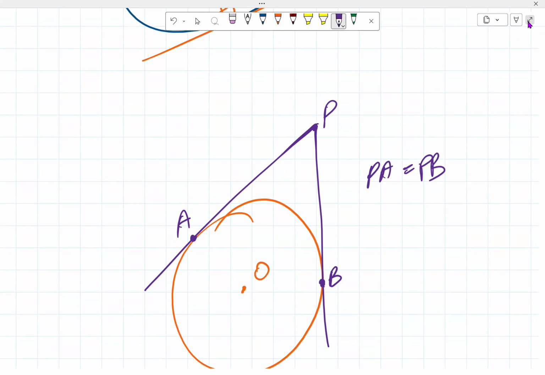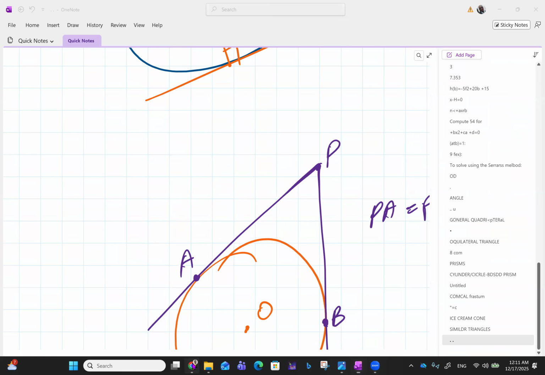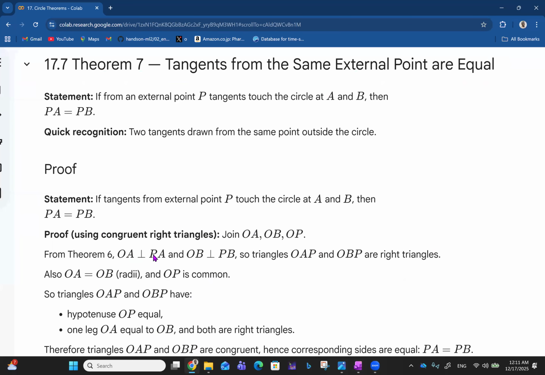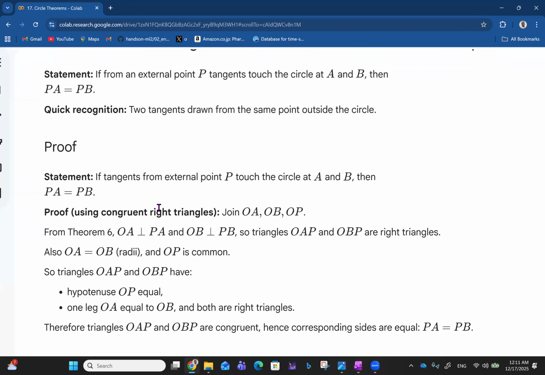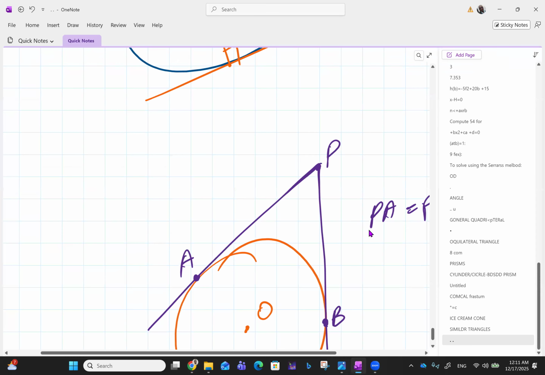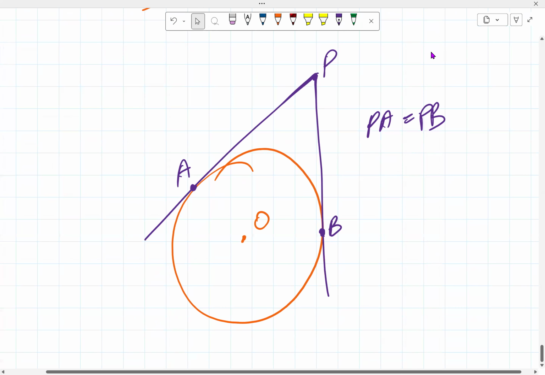And then we can follow the proof. We follow the proof using congruent right triangles and everything. So this is what the proof looks like. I'm going to read through that as I work with the object we have. This is what it is saying, that PA is equal to PB.